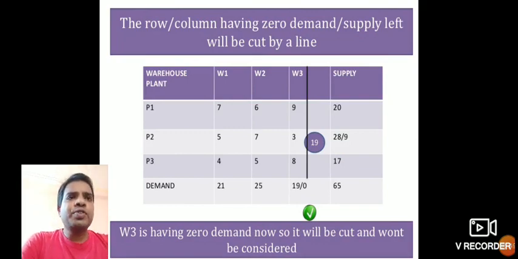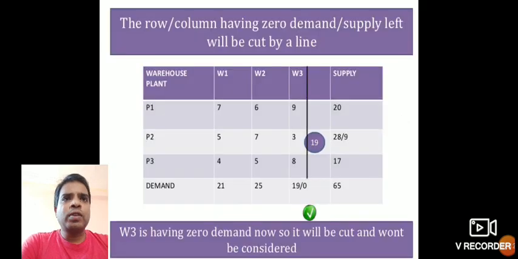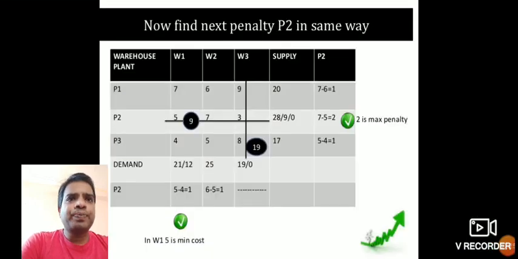Okay, next procedure is same. Okay, next procedure. Who had deleted the W3 column in the previous step? Because we allocated 19, the demand is fulfilled, so that W3 column is deleted. In the P2 row in the supply, it is left with 9. Now again the same procedure we need to continue.